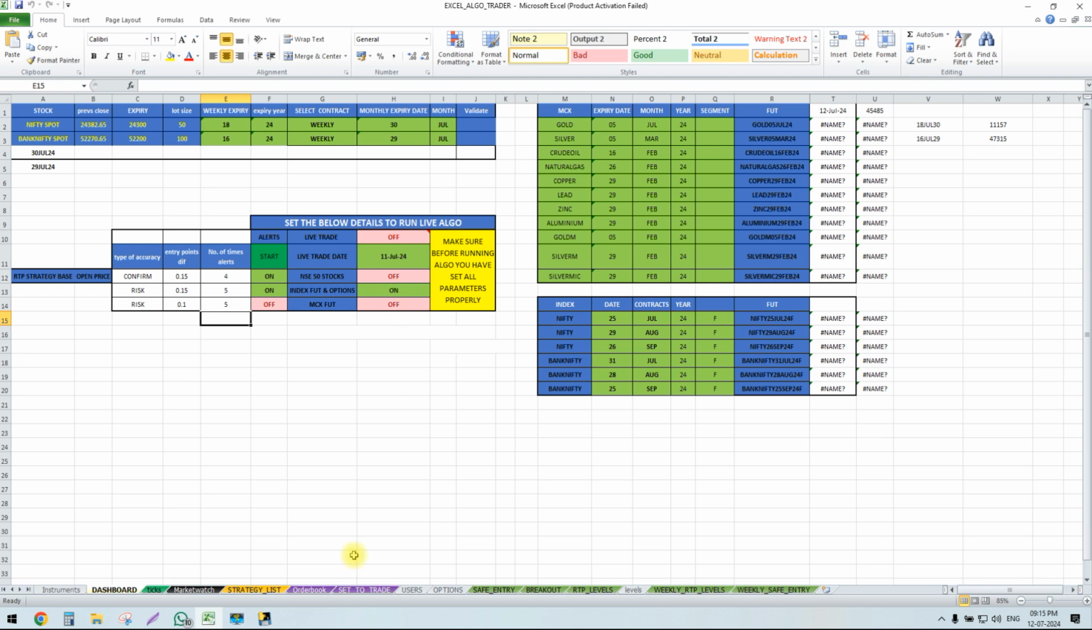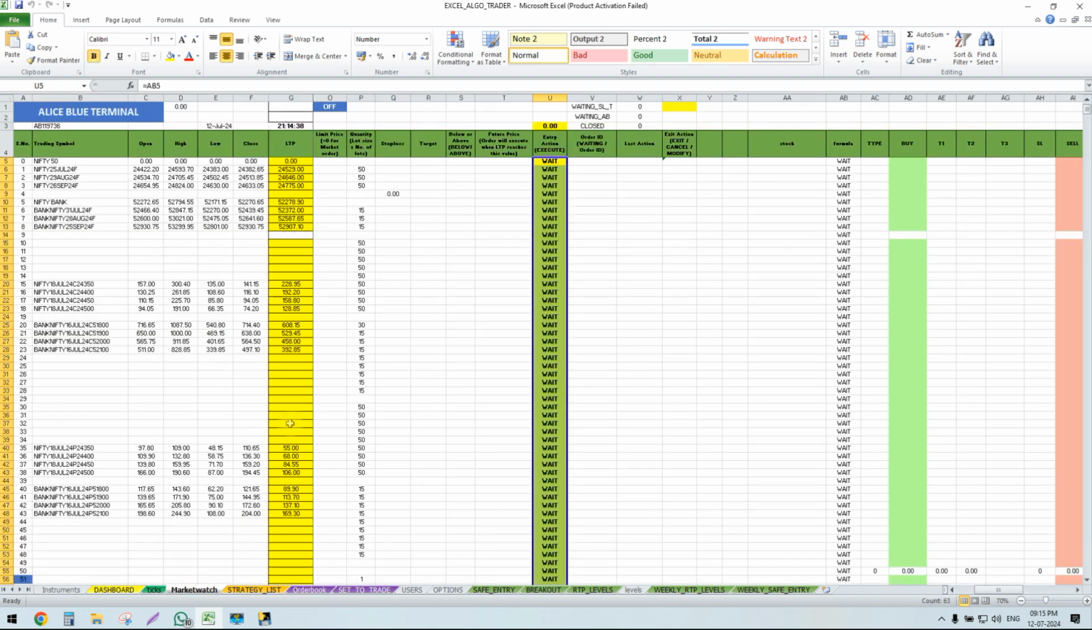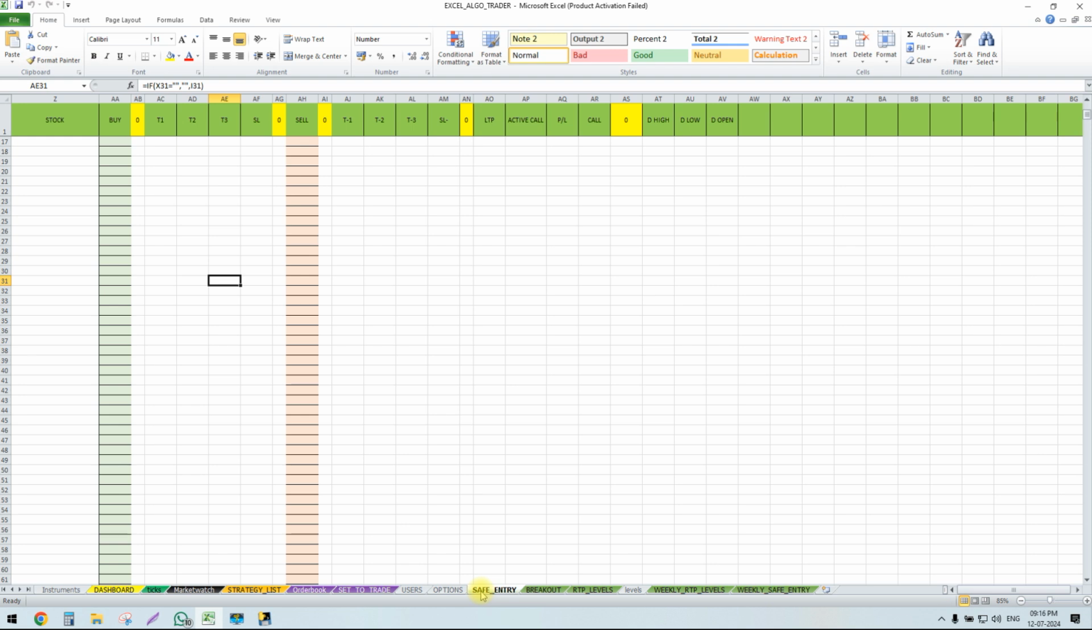Okay, now let's go to our market watch. This is the market watch where you can get the levels of open, high, close, and safe entry. This will update when the market is open.